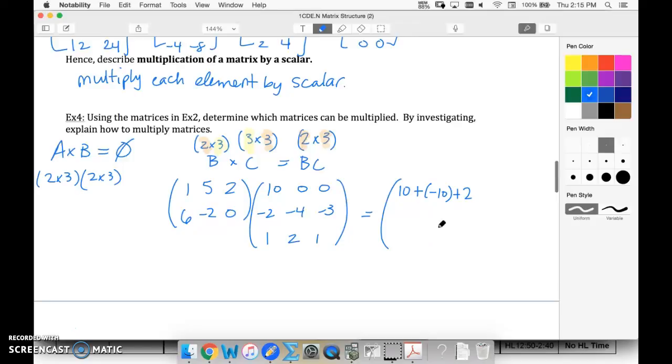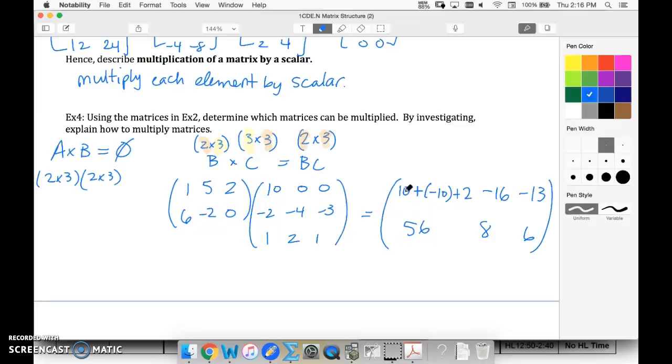My second element here is going to be this row and this column. So 60 minus 4, so that's 56, plus 0, 56. And now it's nice coming into this column because I start with a 0. So 0 plus negative 20 plus 4, that's negative 16. 0 minus 15 plus 2, minus 13. 0 plus 8 plus 0 is 8. And then 0 plus 6 plus 0 is 6.